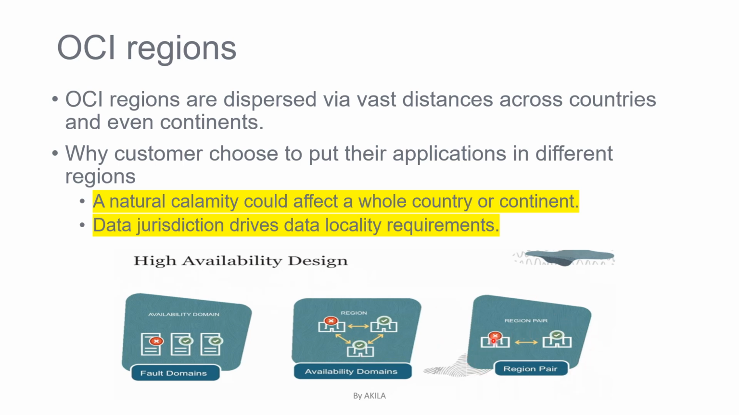So if one pair is not affected by any kind of natural calamity or fault, if something happens, then automatically we can access the data from the other pair. For that purpose only, the high availability design is developed in the OCA regions.